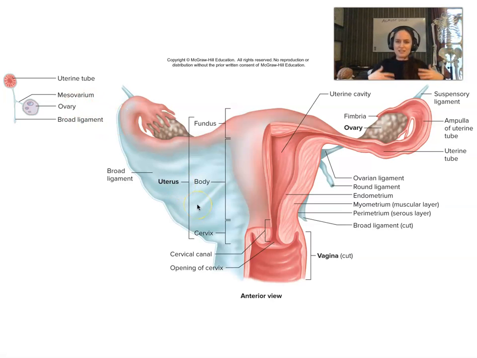I actually have a t-shirt that's this perfect pink color. It kind of makes me look like a uterus. I usually wear it when I teach reproductive. I don't know why I'm not wearing it right now.